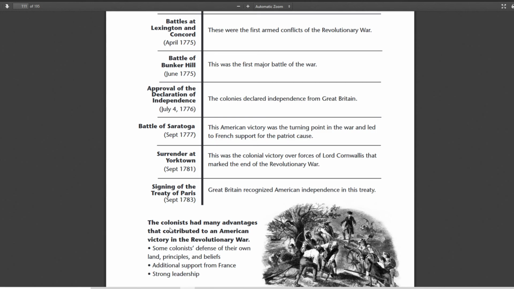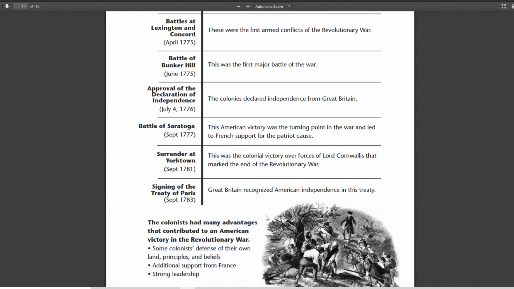Finally, we have the advantages that the Americans had in the Revolutionary War. Number one, we were fighting for our own land, principles and beliefs. Number two, additional support from the French. And number three, strong leadership. Actually, in the book, two and three are reversed, but it doesn't matter what order it is. Just wanted to point that out. So we're fighting for our land, principles and beliefs. We get support from France and strong leadership.